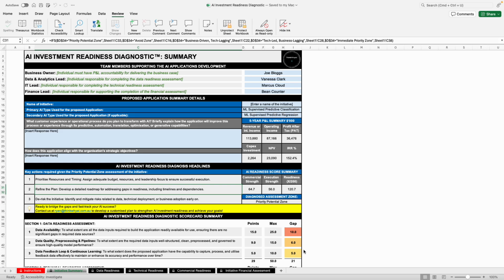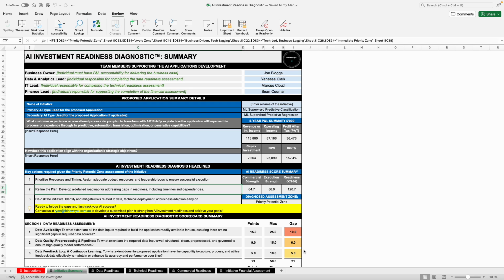Hi, and welcome to this quick demonstration of the AI Investment Readiness Diagnostic, a structured tool designed to help organisations assess the strength of multiple AI use cases and systematically prioritise initiatives based on their commercial business case strength, technical readiness, and data readiness. With AI investment decisions becoming increasingly complex, this tool provides a clear, objective framework to evaluate opportunities, trade off competing initiatives, and focus resources on the most promising AI applications.